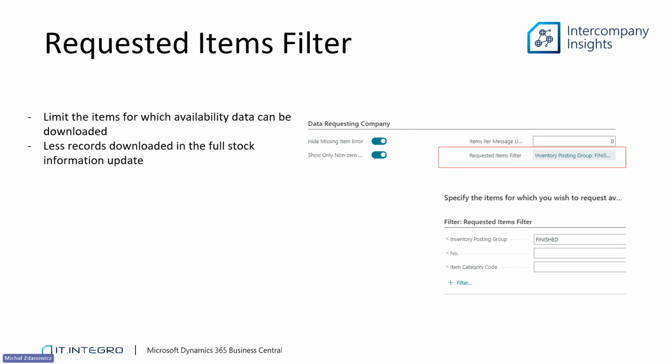So you can limit the number of items which will be downloaded. For instance, in this example, if you'd like to get just the finished goods, not maybe raw materials, then you can put in the filter and you will not get all the items from your partner, from the data sharing company, but just the finished goods. So fewer records will be inserted in the item availability overview page where you'll see the full stock information.